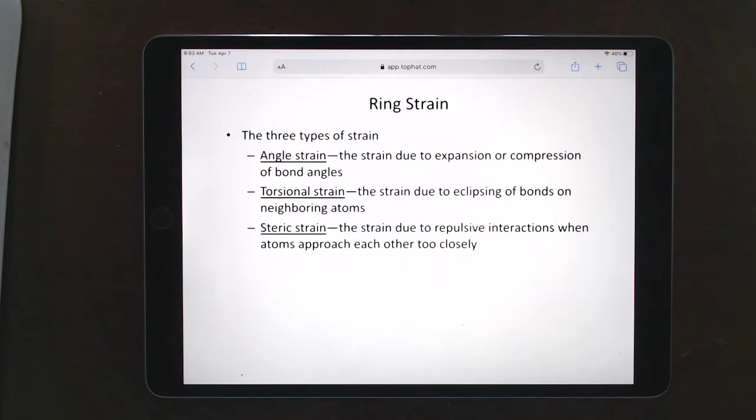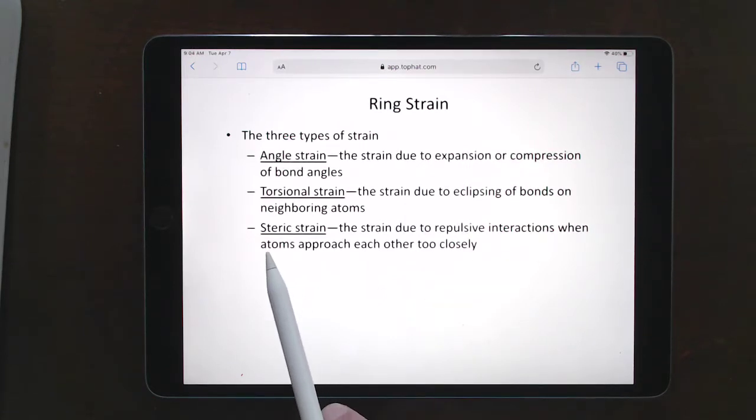Torsional strain is if you have eclipsing interactions, it can twist a little bit to relieve that. It's like if you are leaning against a wall and you've walked a long way, your feet hurt. If you're leaning against the wall, what do you do? You put your foot up, right? So you can twist your hip a little bit in order to relieve some pressure. That's what's going on here.